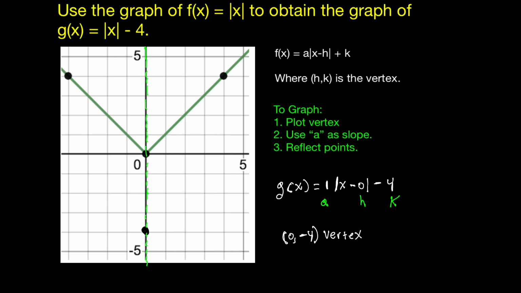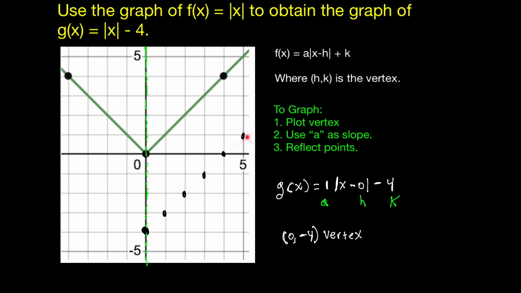And it's at this point where now I'm going to use my a value, which is 1, to get the slope. So here, since I don't have a denominator, this is 1 over 1. So I'm going to go up 1 to the right 1, up 1 to the right 1, up 1 to the right 1. Giving me all of these points to the diagonal of the vertex.